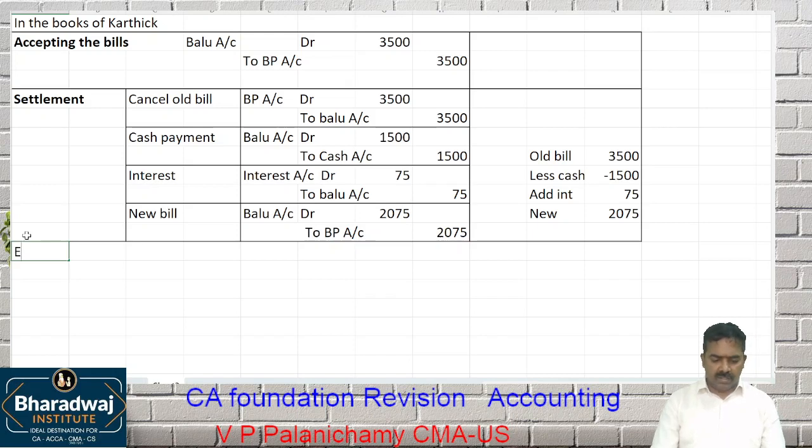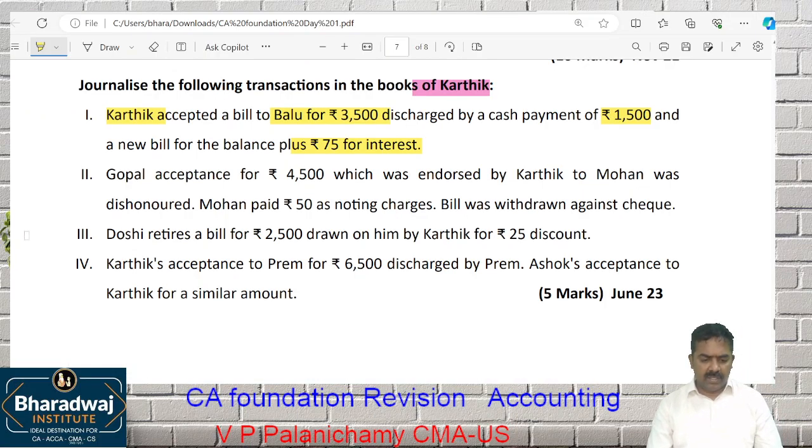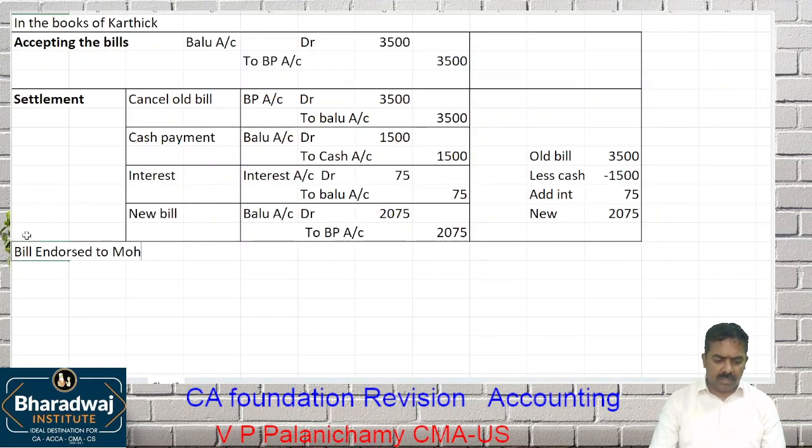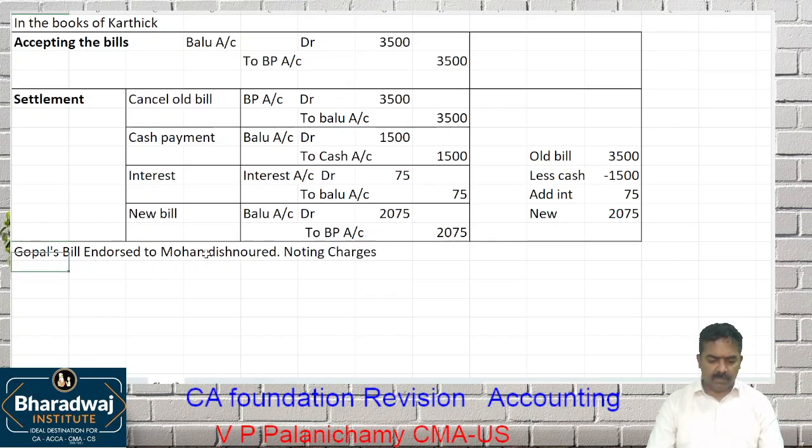Next one. Bill endorsed to whom, dishonored? Bill endorsed to Mohan. Whose bill? Gopal's bill, endorsed to Mohan, got dishonored. What are the noting charges? 50 rupees.